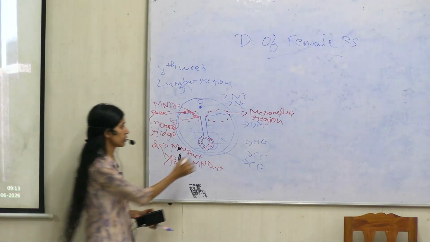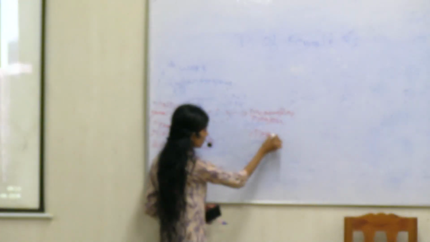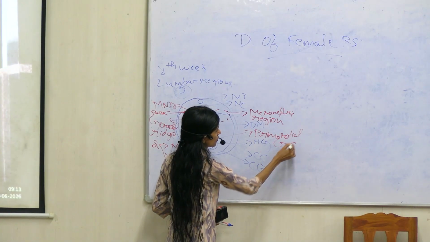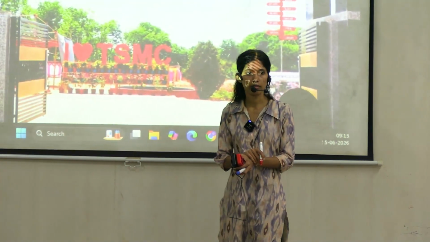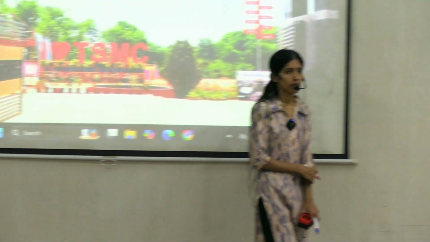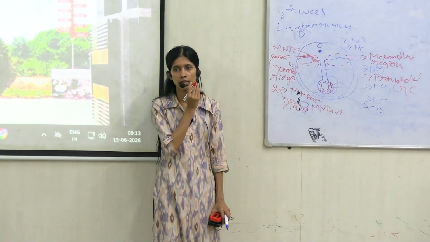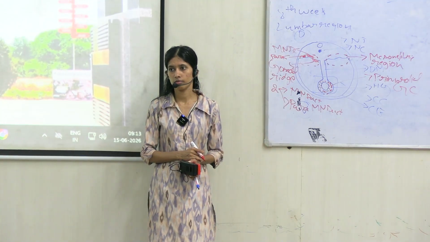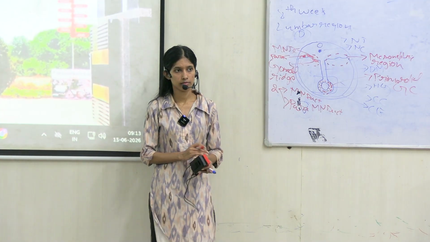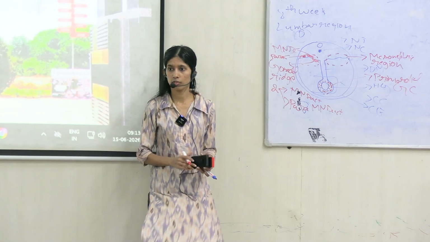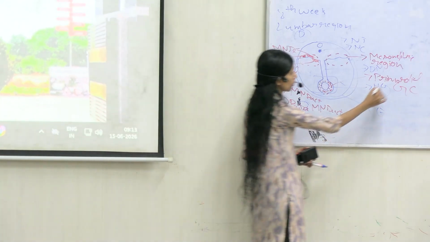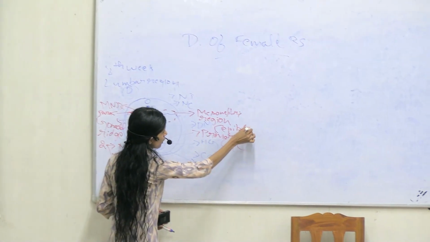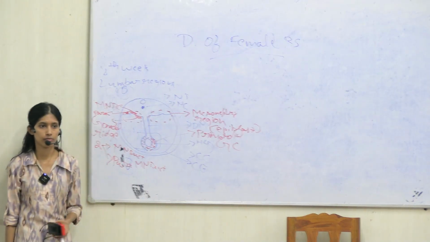These are called primordial germ cells. The primordial germ cells are derived from which structure? From the epiblast. Any other answers? Remember, the primordial germ cells are derived from the epiblast layer.